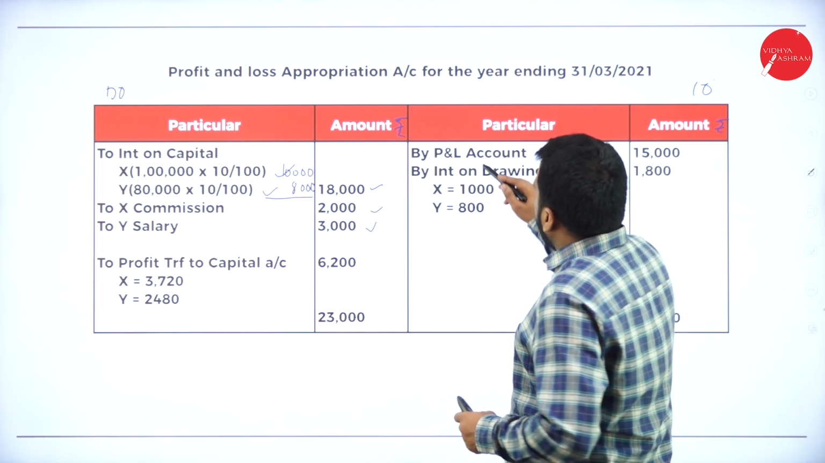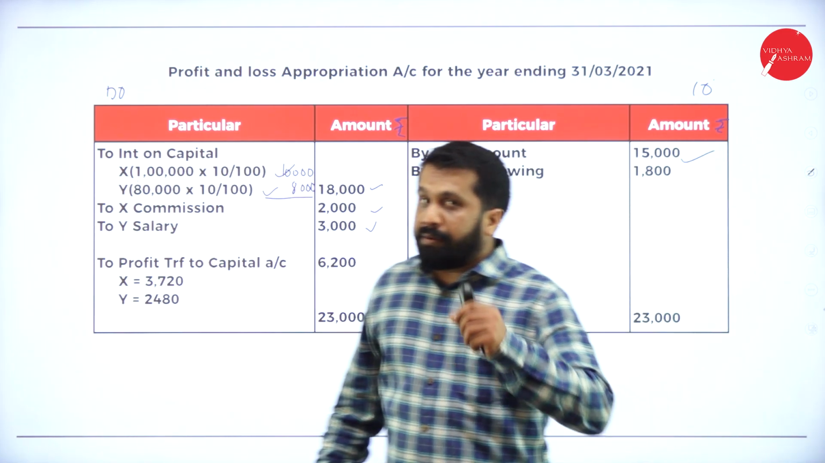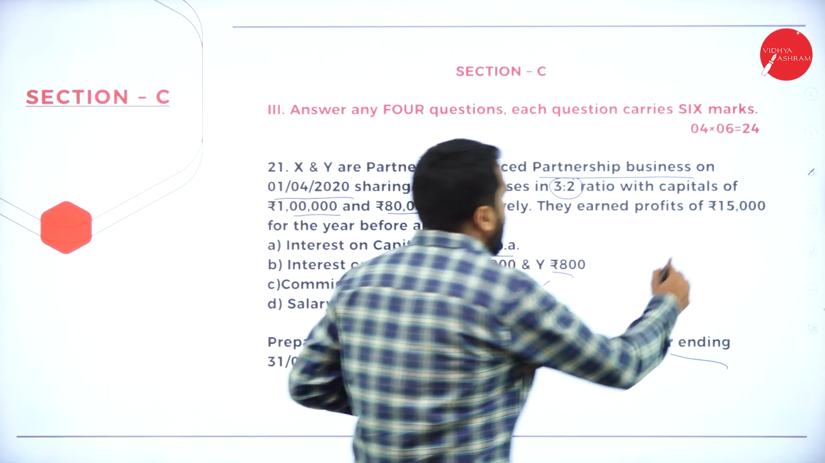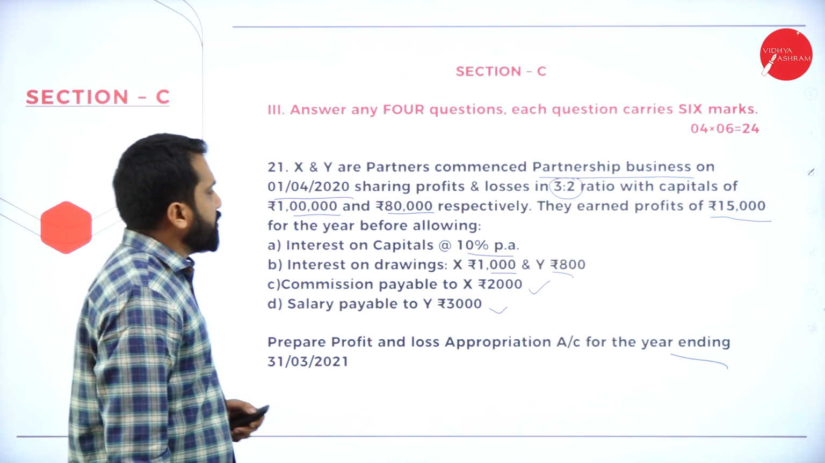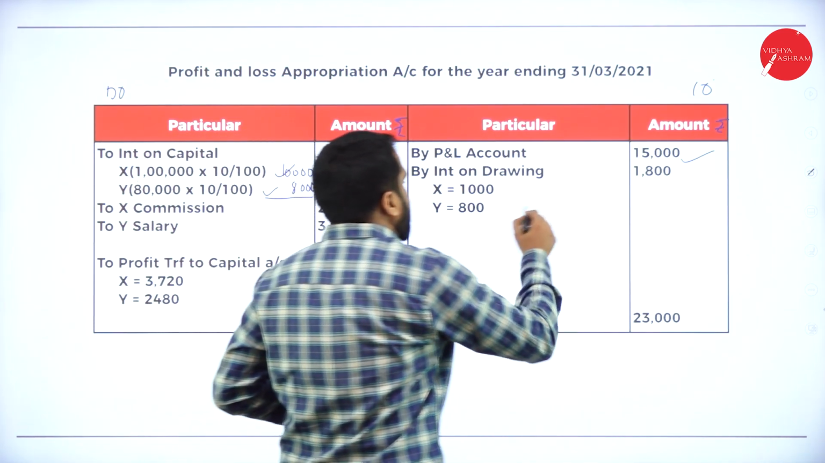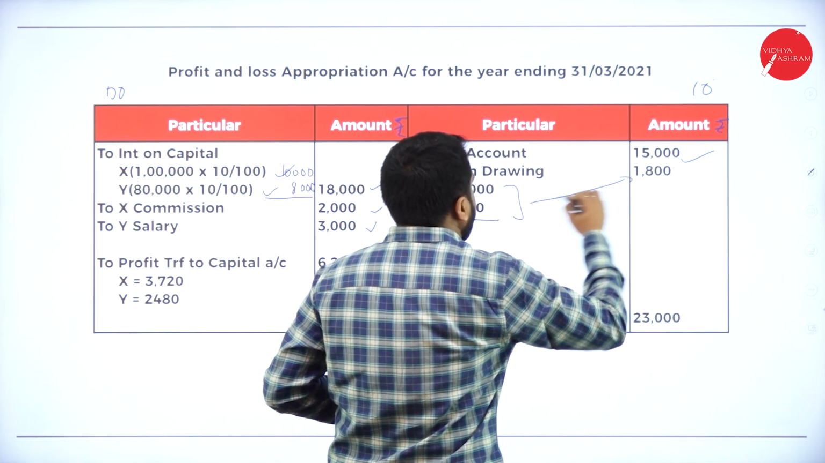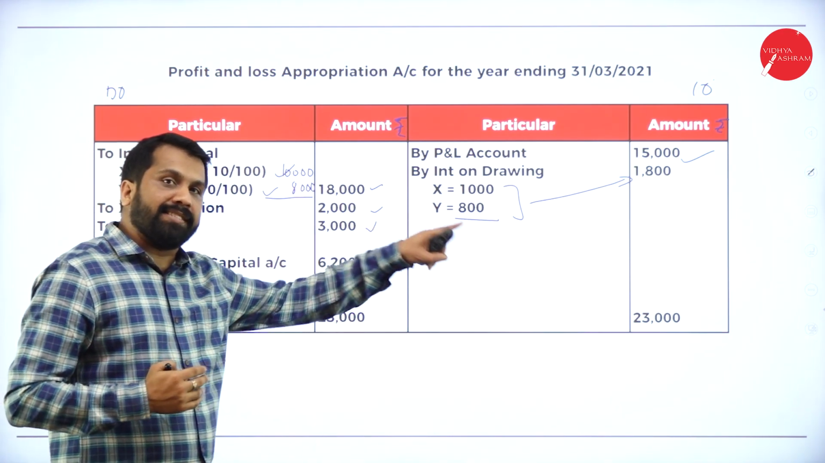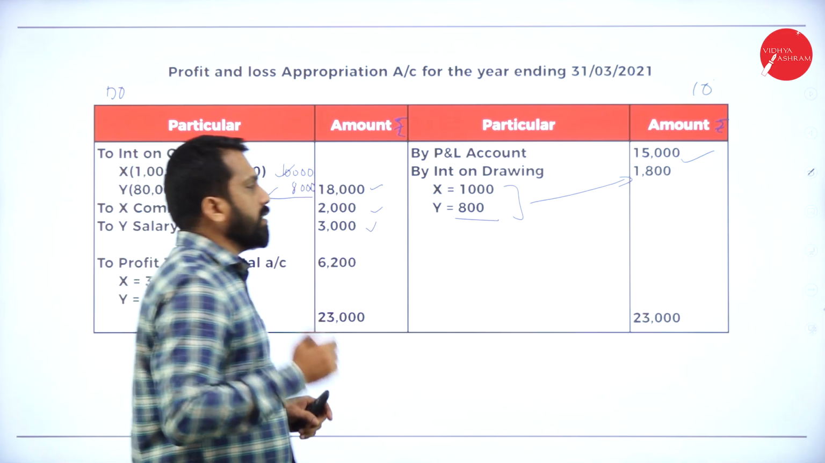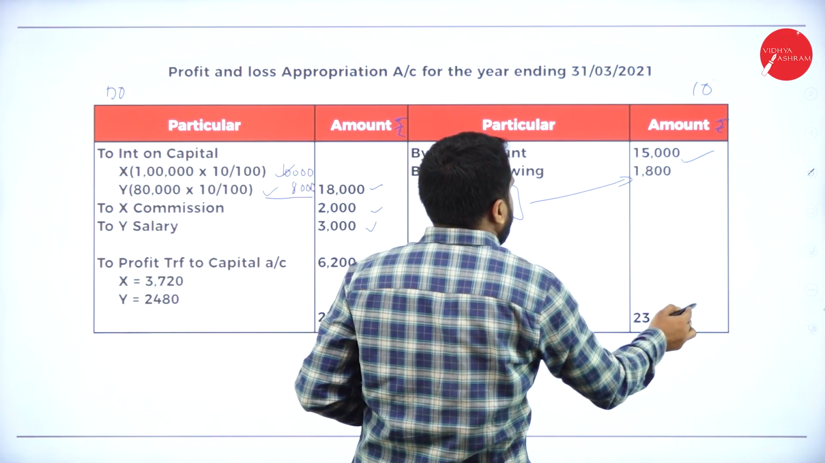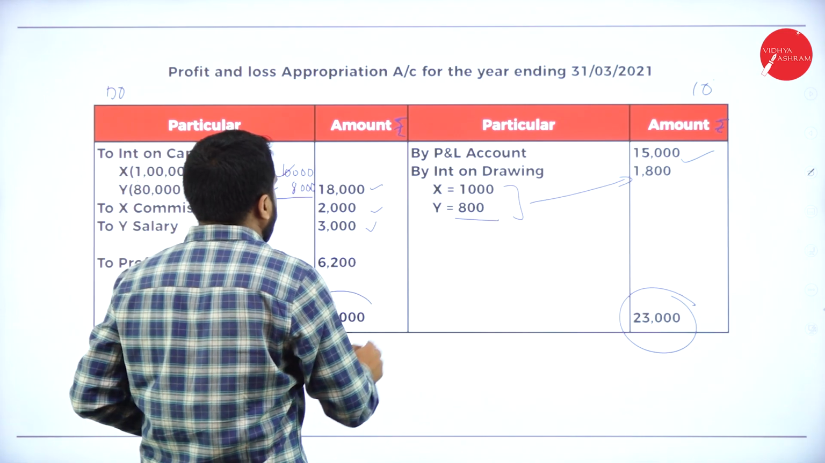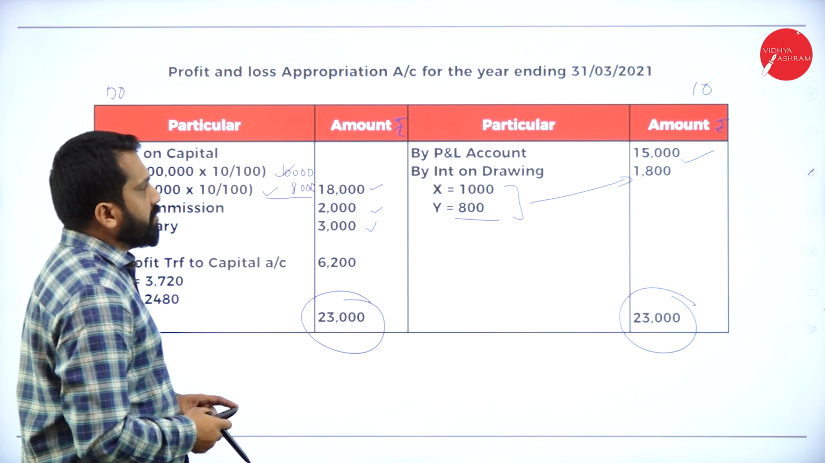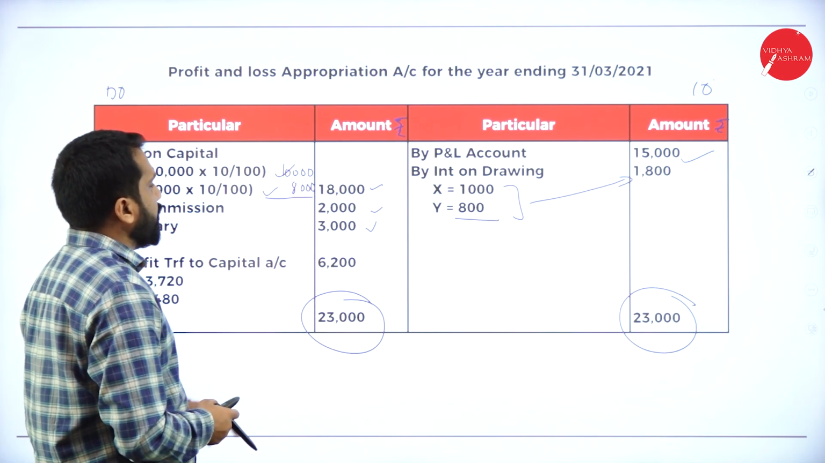Then P&L account 15,000. It is already given in the beginning of the question itself. So what is the P&L of this question? The P&L value is around 15,000. Then interest on drawing they have given directly, 1,000 plus 800. It is 1,800. Which side is more? Always your right side will be more because they are in profit. Now 15,000 plus 1,800, it is 16,800.